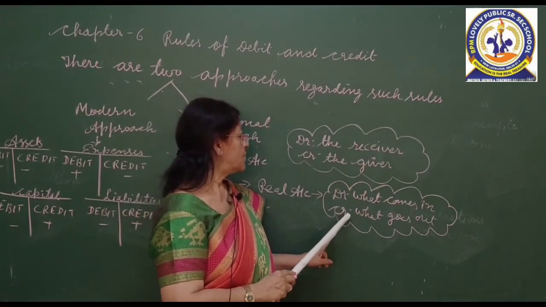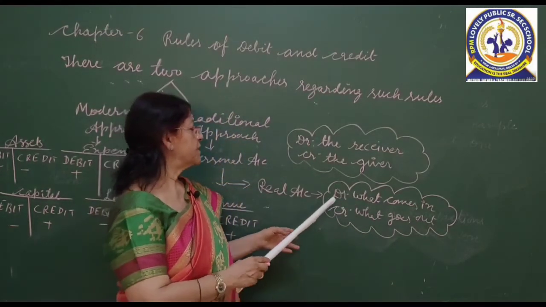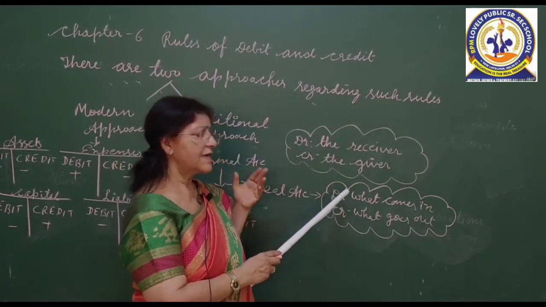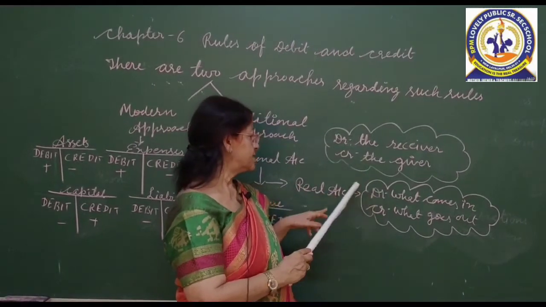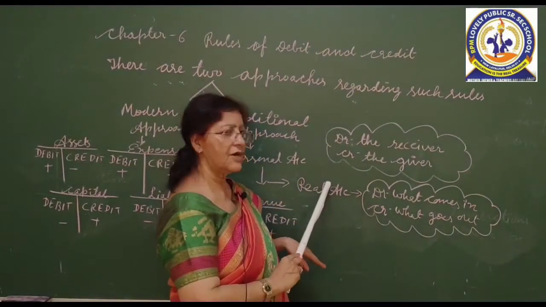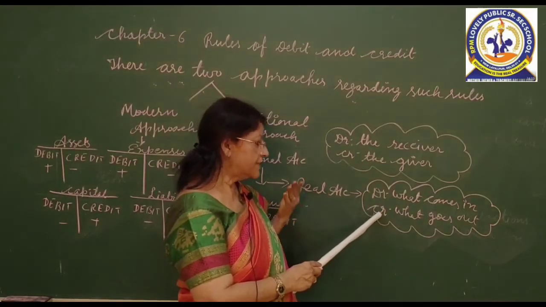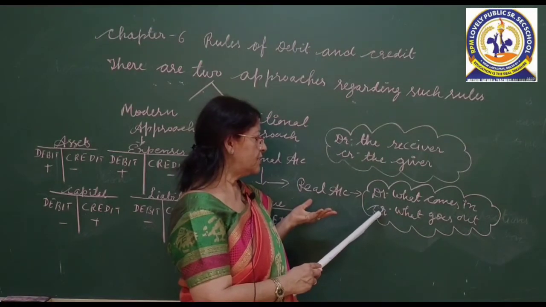Like sold goods for cash. Here we are selling goods. We are getting cash. So cash will be debited. Cash belongs to real account. Cash account will be debited. What is going out? Furniture, machinery, goods. So we are going to credit.